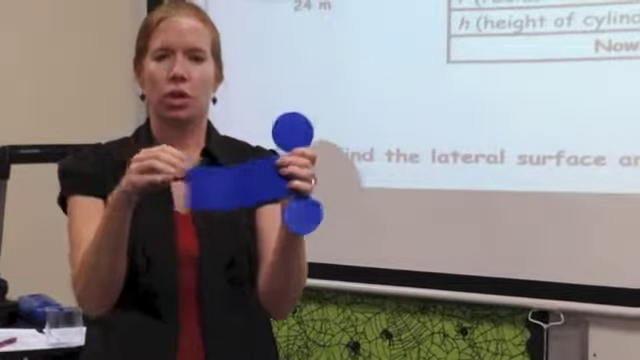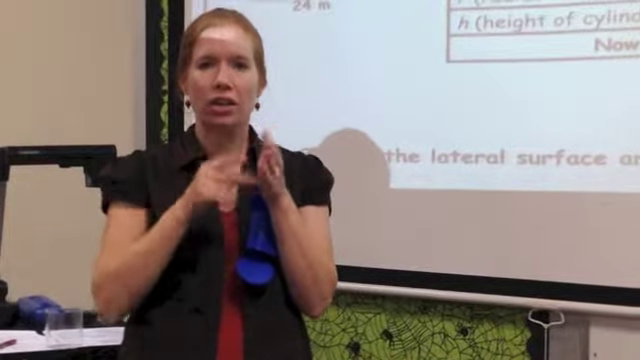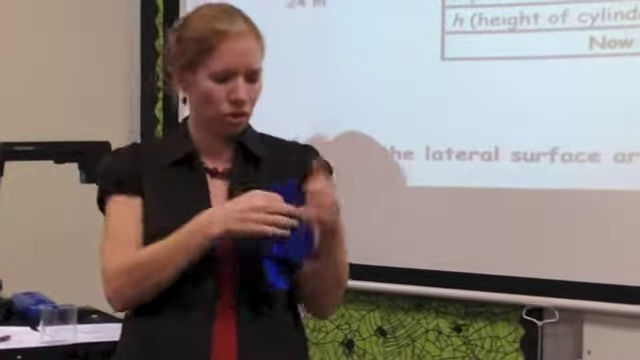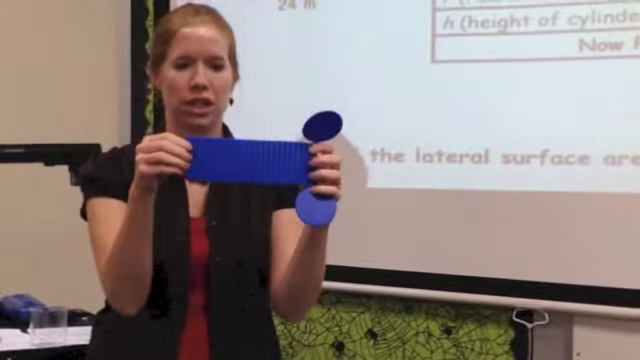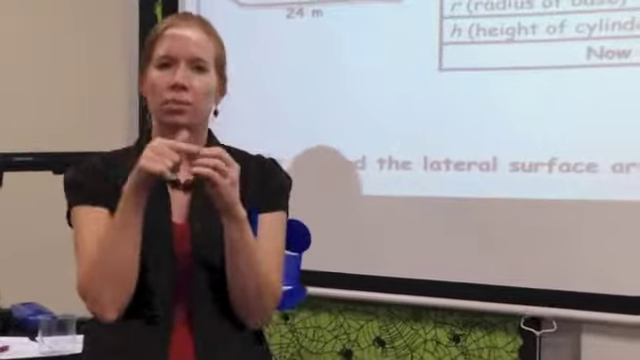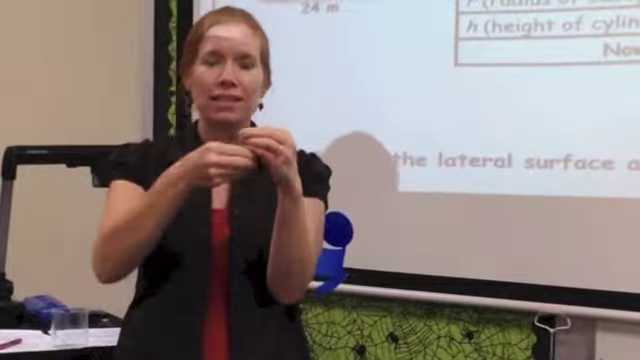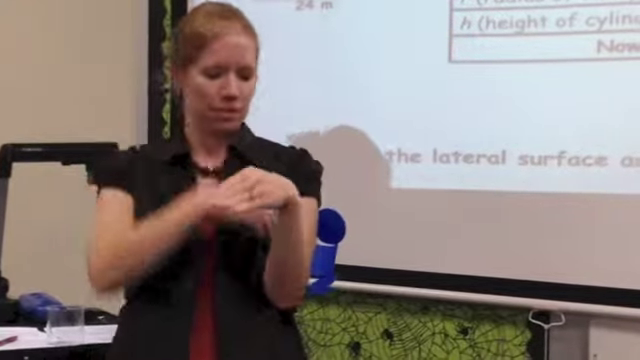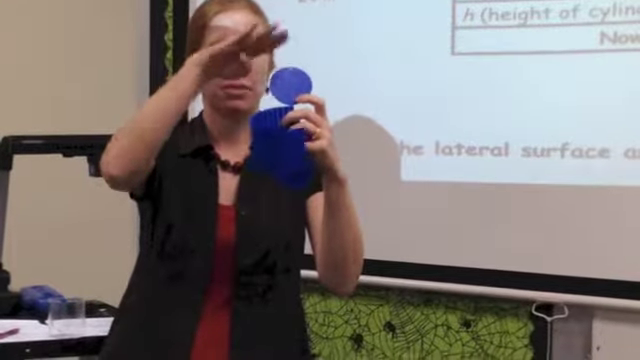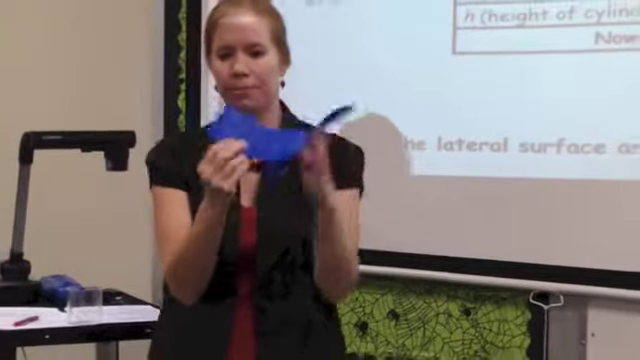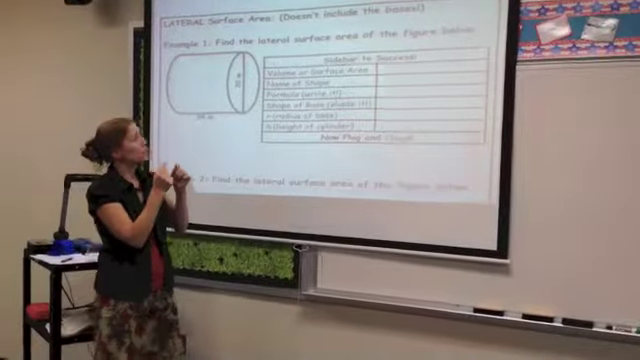If we're talking about lateral surface area, that means the part that goes around the center here. And when we talk about the total surface area, it means the lateral plus the two bases. So the lateral and the base here and here. Now, let's go ahead and use our formula to figure out what to do.